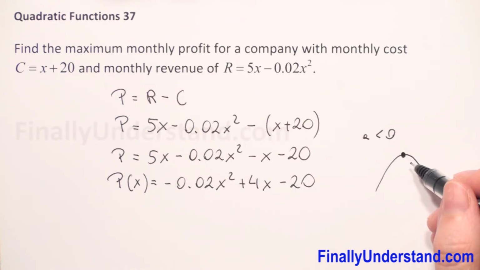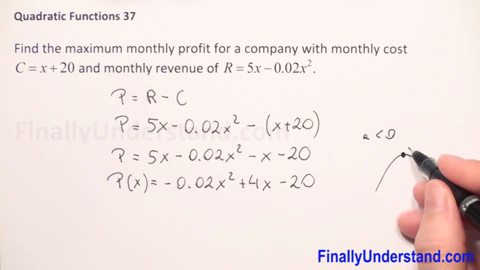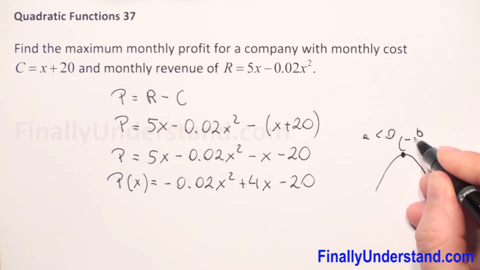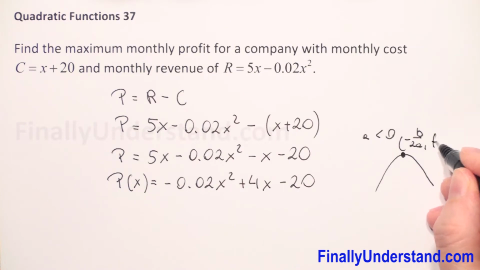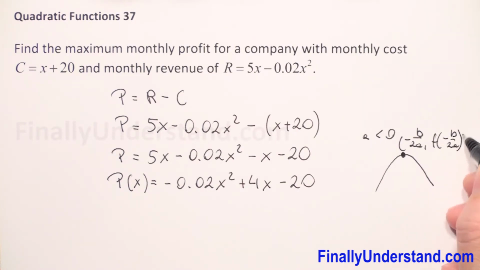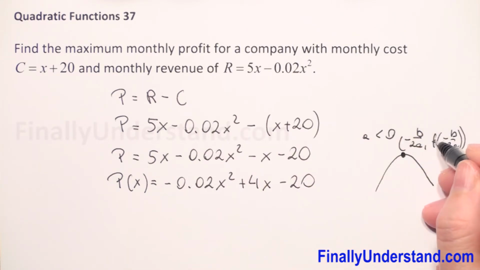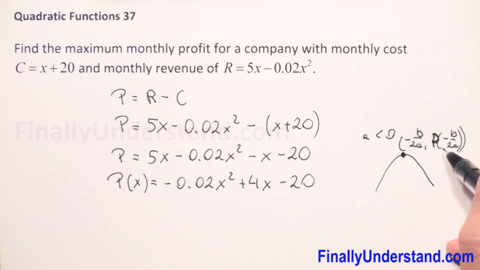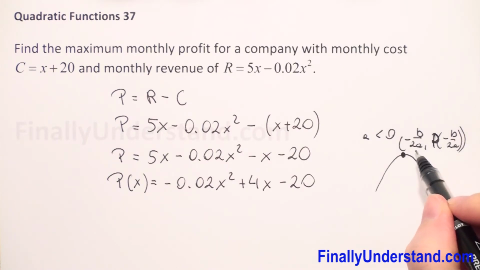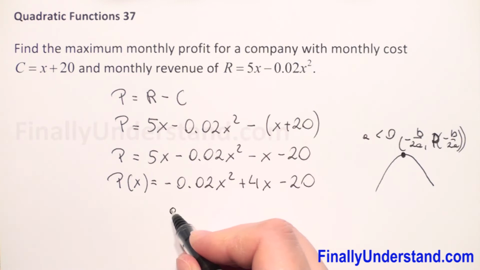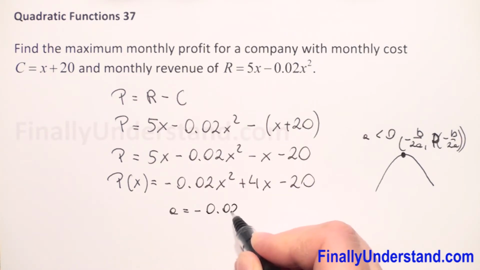So we know that the first coordinate of the vertex is negative b over 2a, and the second is f of negative b over 2a. In our example, we have function P of x. We need to find the maximum monthly profit, so we need the second coordinate. To find the second, we need the first. Let's first find a is negative 0.02, b is 4.